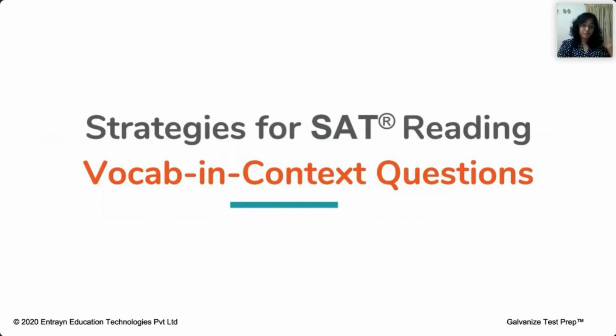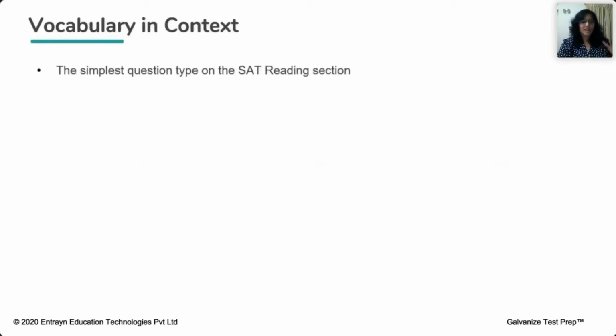I would actually like to share with you a couple of strategies today. Let me share our strategy for vocabulary in context questions. This is actually the most simple question type on the SAT reading section, and they always appear with a line number reference. So you will know which line you have to read from the passage to answer this question.